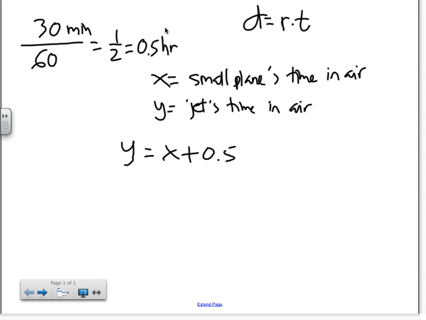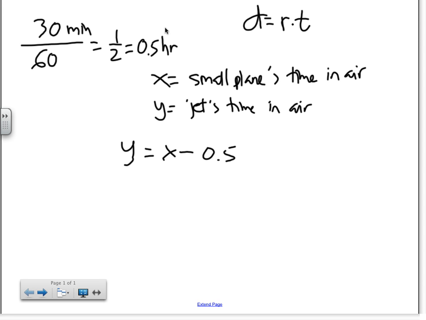Which objects spend less time in the air? How much less? So how do you adjust this to reflect that? Yes. Or instead of writing that, can we just go ahead and do this? Minus? Is that the same? Isn't the time in air of the small plane minus half an hour the jet's time, because it took off half an hour later? Yes or no? What do you think of that?